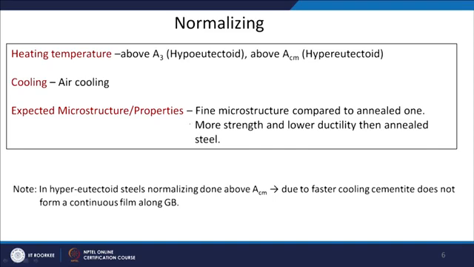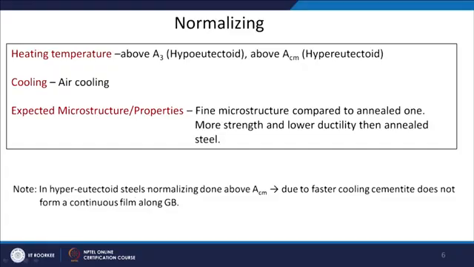Expected microstructure and properties: fine microstructure compared to the annealed one, because we are doing faster cooling, more strength because of that, and lower ductility than annealed steel. In hypereutectoid steel, normalizing is done above ACM; due to faster cooling, cementite does not form a continuous film along the grain boundaries. So, here I can go above ACM.